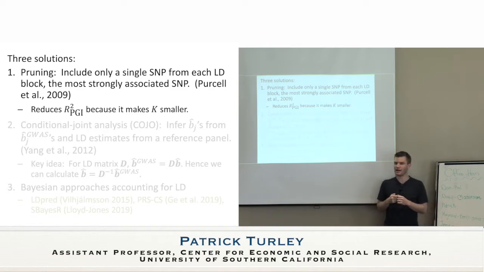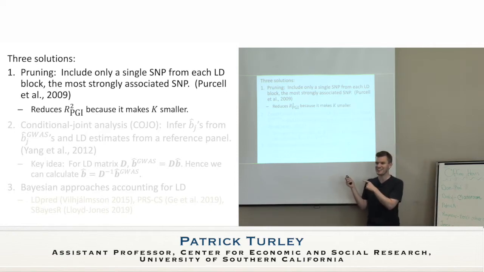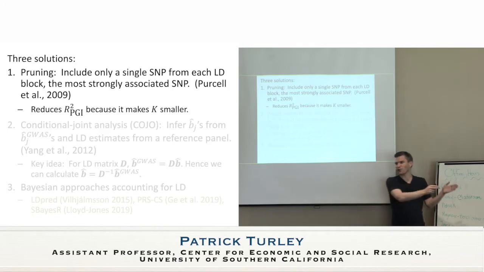Smaller k actually means that there's less error. Because remember, the error in the polygenic index is the result of summing the error over lots of SNPs. And so if we're just looking at k SNPs, where k is much less than all of the SNPs, there's actually less error.